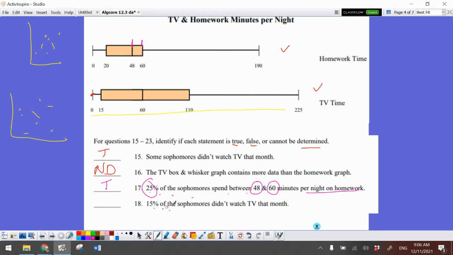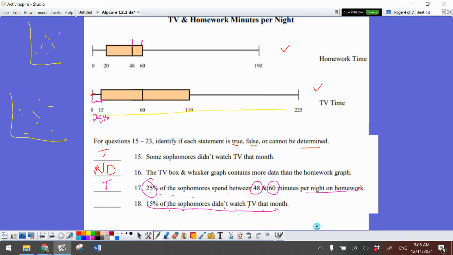15% of these sophomores didn't watch TV that month. Okay, so let's think about that. 15% of the sophomores did not watch TV that month. Well, I see a 15, but does that 15 represent a percentage? No, that 15 represents minutes of TV time. Remember, these sections are 25%.